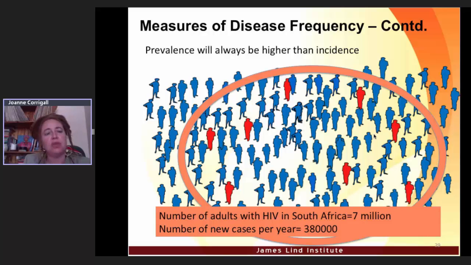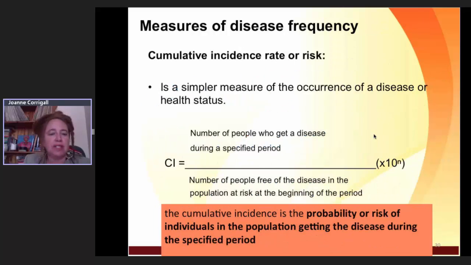Then we have another measure which is called the cumulative incidence rate. This is the simpler measure of the occurrence of disease, and it refers to the number of people who get a disease during a specified period divided by the number of people who are free of that disease at the beginning of that period. So if you think about it, what it relates to is how likely it is for somebody who doesn't have the disease to get the disease during that time period.